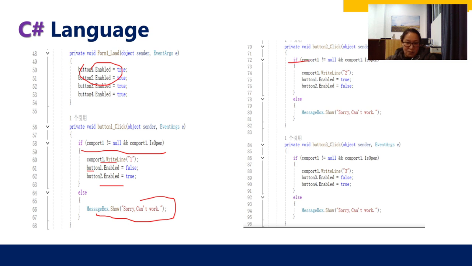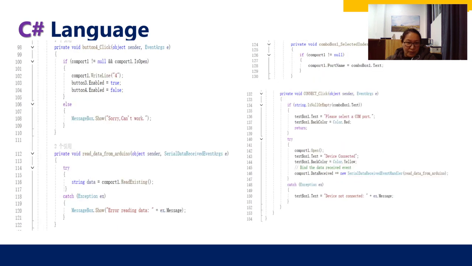Similar to button 1, but it sends the string 2 and toggles the states of button 1 and button 2. Similarly, for the string 3, it toggles the state of button 3 and button 4. And for the string 4, it toggles the state of button 3 and button 4.